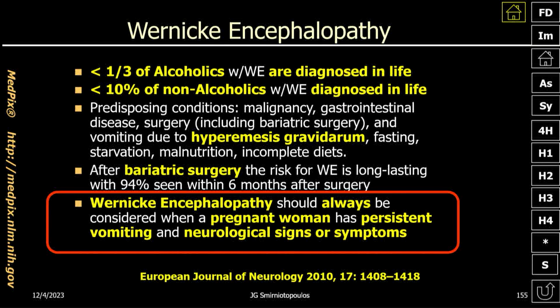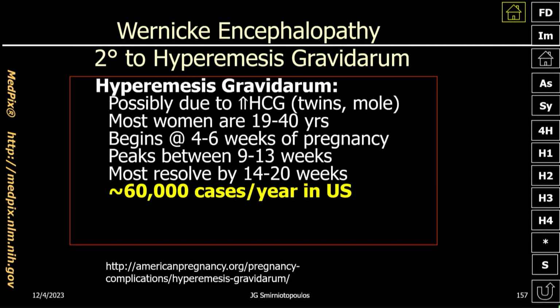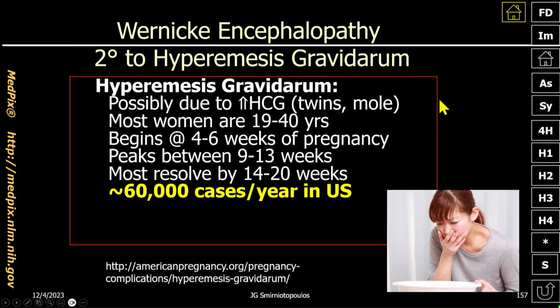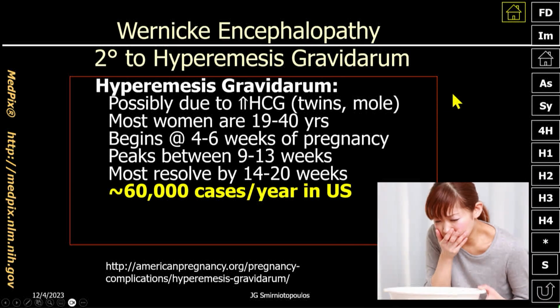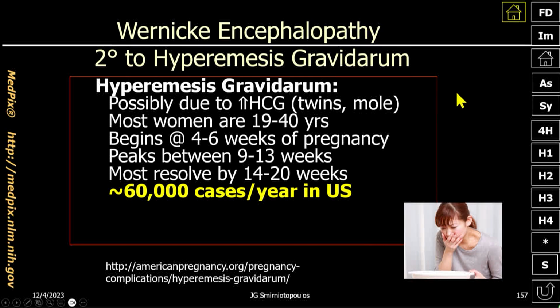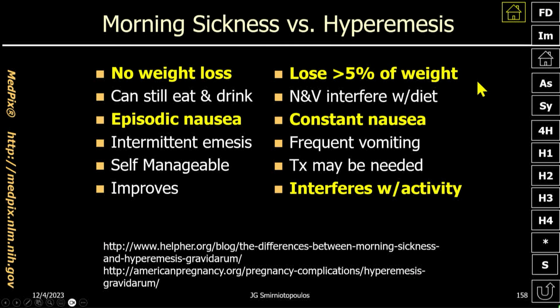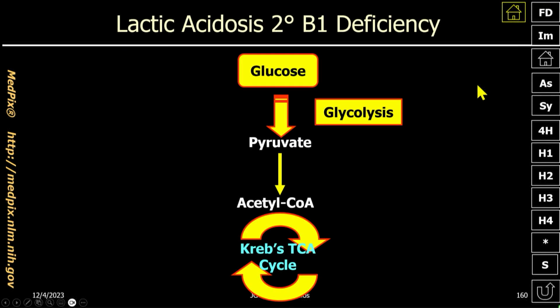So Wernicke should always be considered when a pregnant woman has persistent vomiting and neurological signs and symptoms. So I started out with the history of gastric bypass, but I wanted to make this connection here because this is much more common. Hyperemesis gravidarum is much more common than someone coming in with gastric bypass. 60,000 cases every year of hyperemesis gravidarum. So if you just have that history that the woman's pregnant and she's been throwing up a lot, you want to think about that. And again, what's the difference between normal morning sickness and hyperemesis gravidarum? It's interfering with their normal life. They're vomiting too much and they're losing some weight.